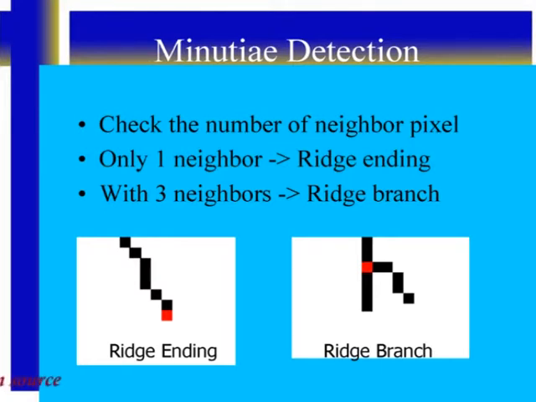On the other hand, you might have a ridge branch where a particular point has 3 neighboring pixels which are 1. So fairly simple concepts.